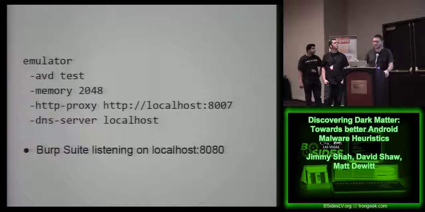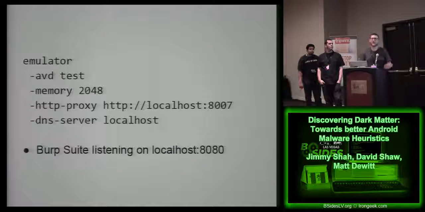So doing that, we can basically run the emulator. Again, all these commands will be online. Point the HTTP proxy flag to Android Proxy, as well as specify to use the localhost DNS server. Obviously, you need to turn off any other DNS server you may have running. And then Burp Suite or another intercepting proxy listening on localhost 8080.